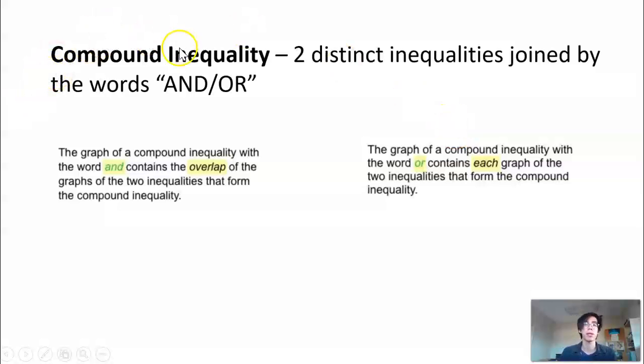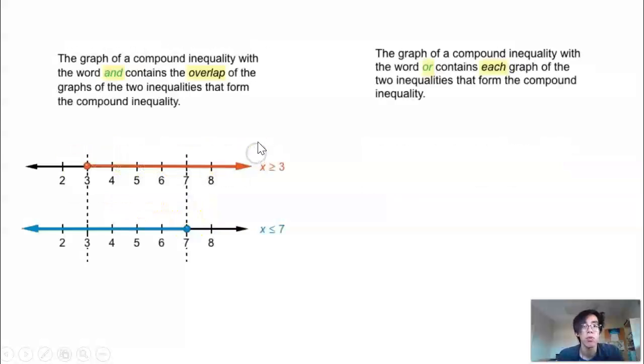Once again, a compound inequality is two distinct inequalities joined by the words and/or. And there are two ways you could write these types of inequalities. The first one is that the graph of a compound inequality with the word and contains the overlap of the graphs of the two inequalities that form the compound inequality.